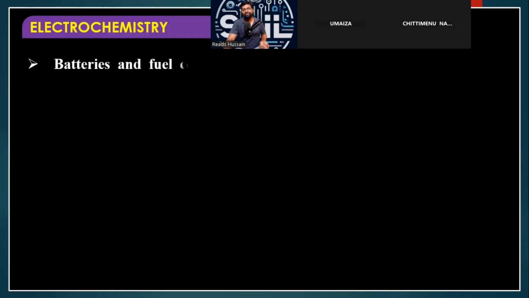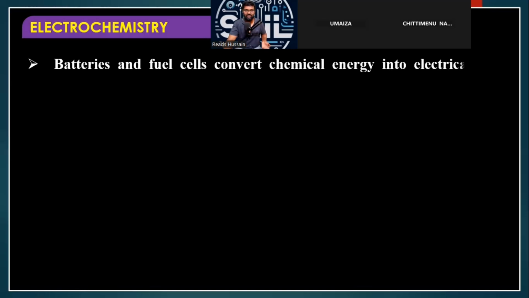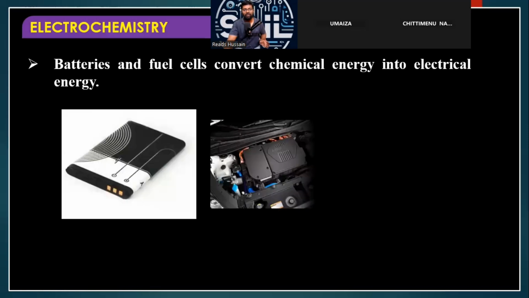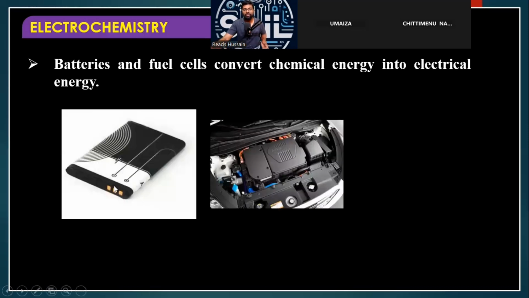Now we'll start with the main applications of electrochemistry. First, batteries and fuel cells, which convert chemical energy into electrical energy. We use batteries in our daily life very intensively, in almost all electronic devices, in TV remote controls and mobile phones. Here you can see two pictures. This is a mobile battery and this one is a fuel cell.